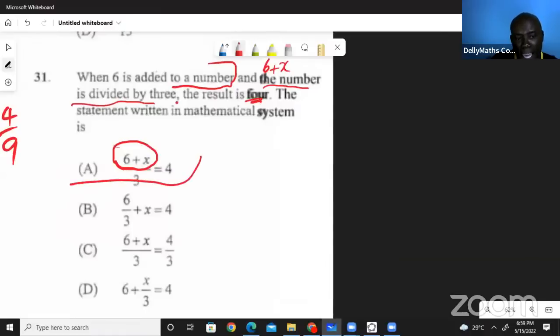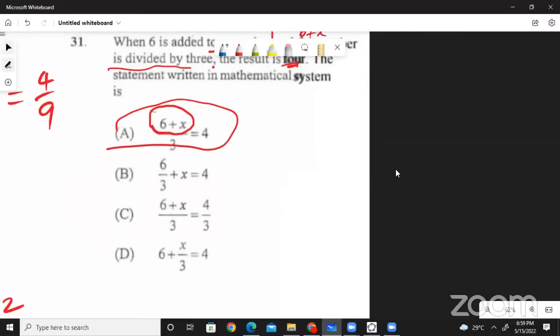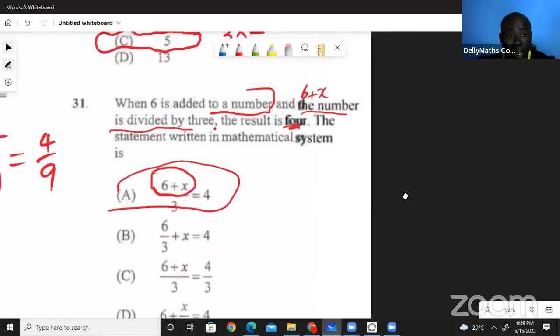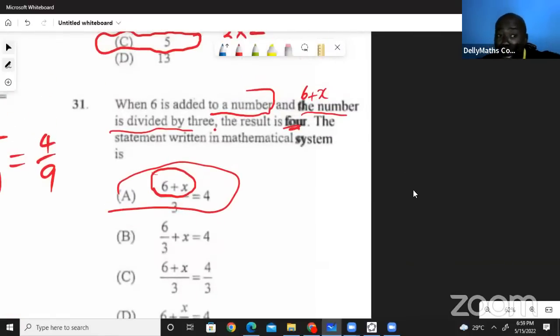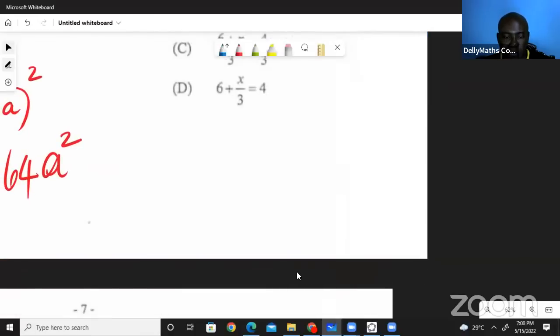The answer is A. Don't choose D. When 6 is added to a number, that's already a new number. That new number was divided by 3. So we have to think carefully. You don't want to say 6 plus 1/3. No, that's not it. When 6 is added to the number, that is done already, and that's another statement. That new number is divided by 3. So the answer is A. Let us be careful with those little statements.